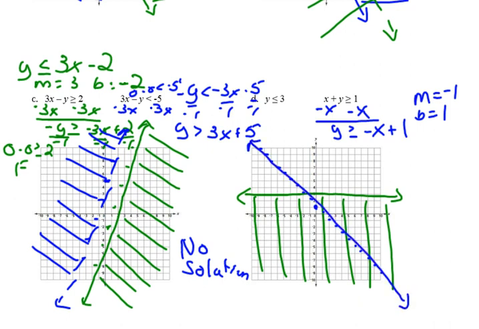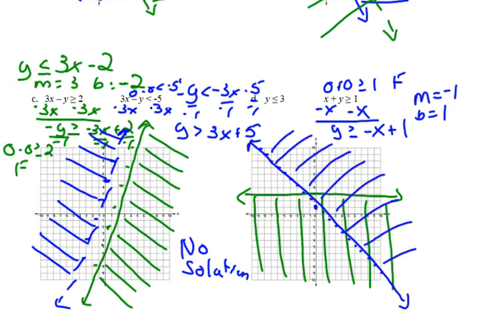If I put in 0, 0 as my test point, 0 is not greater than or equal to 1, so I don't want to shade there. I'm going to shade away from the 0, 0. I'm going to shade up. So my solution is right over here where they intersect. Overlap, whatever you want to think of it.